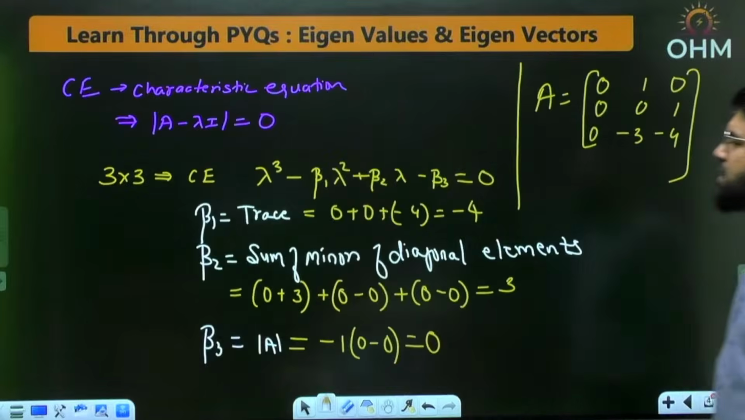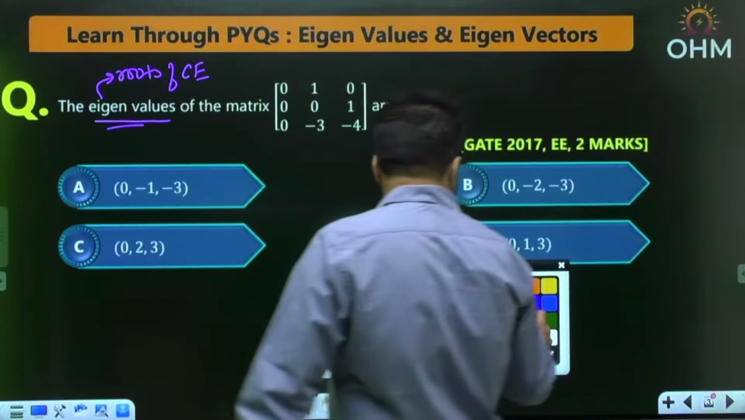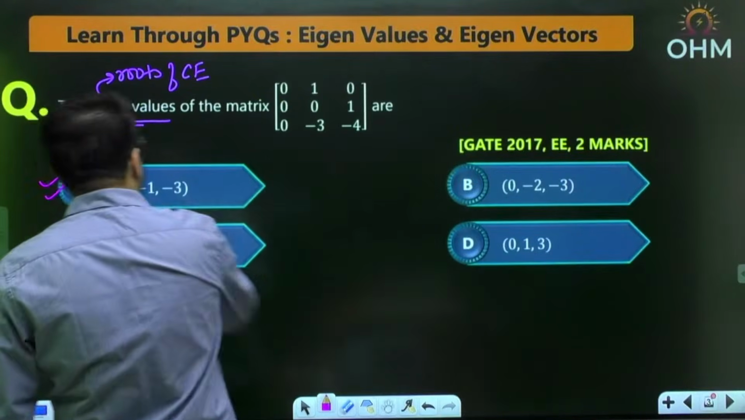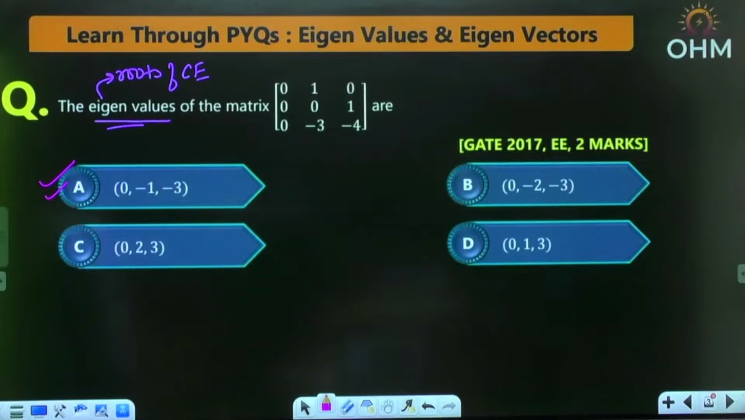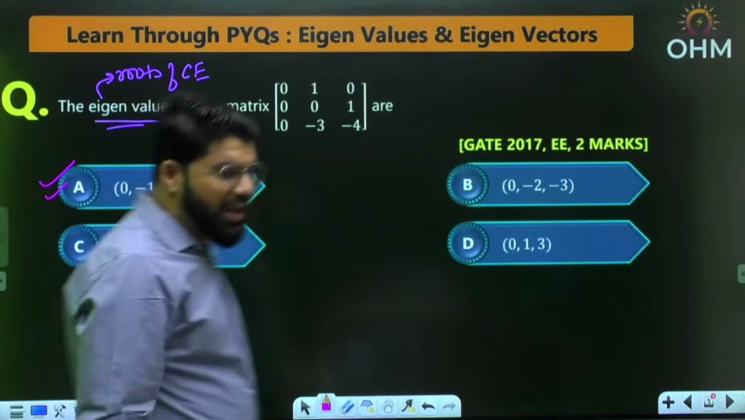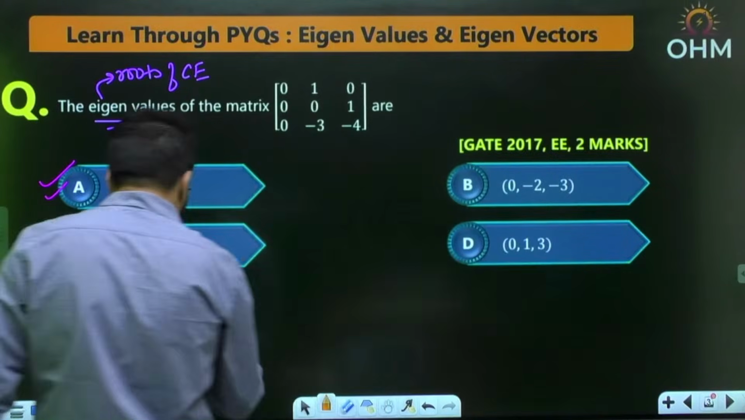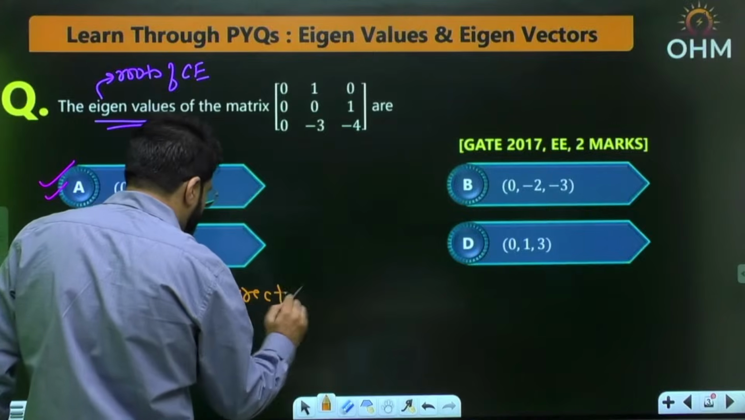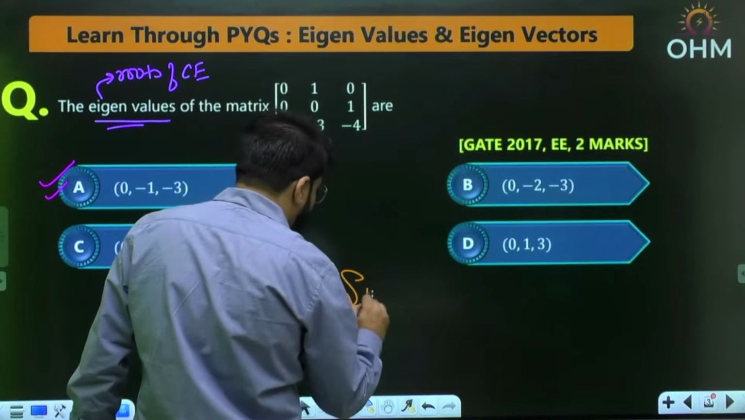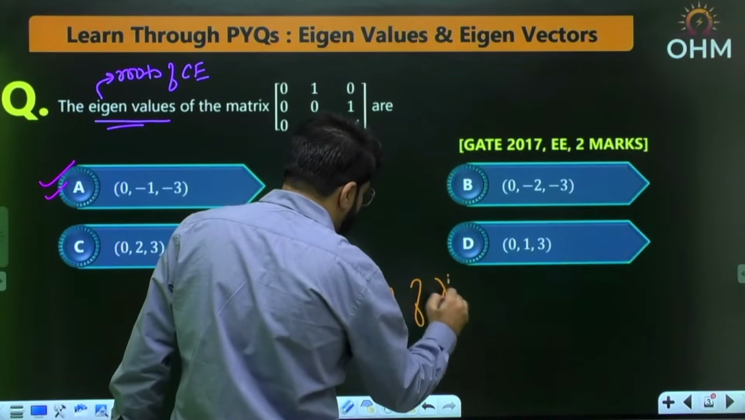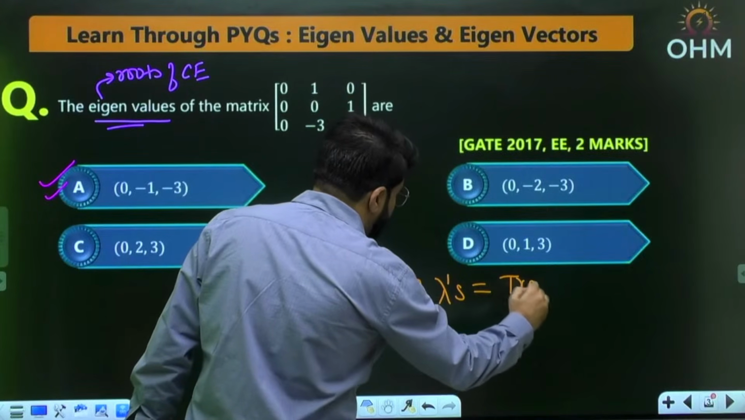So this is the answer: 0, minus 1, minus 3. Option number A. Now see, just to tell you the official method, I have done this calculation. What is the direct answer here? You actually don't need this. How are you going to solve this question directly? The sum of eigenvalues, sum of lambda, is always equal to the trace of the matrix.